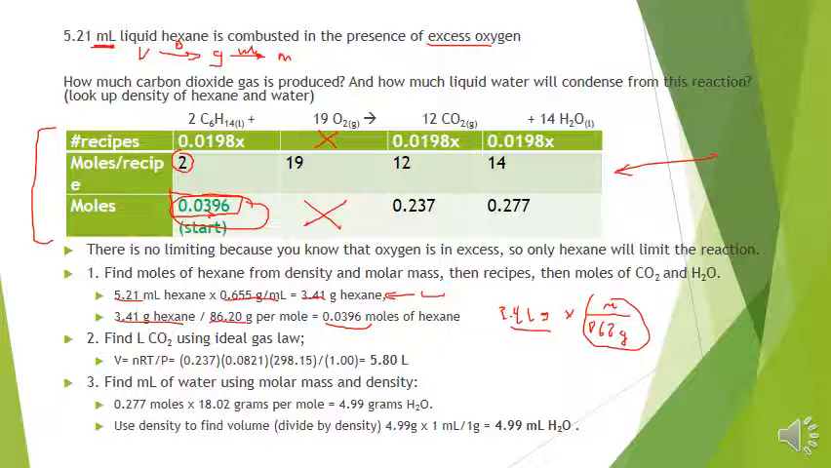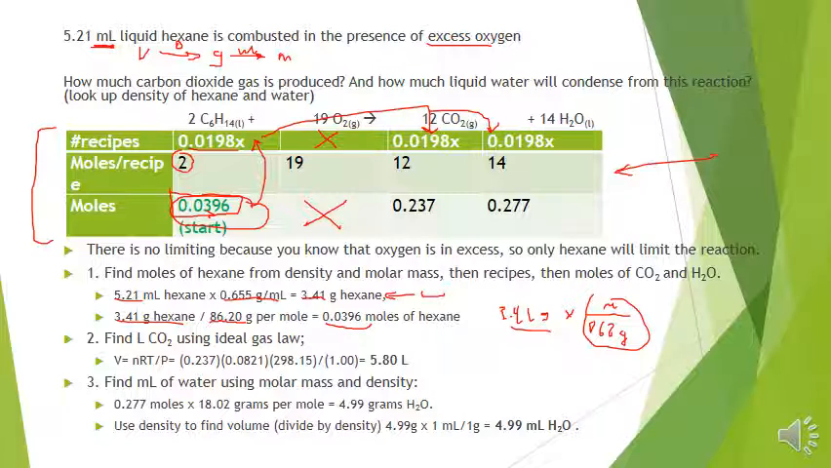Now I want to know how many recipes you can make from this. Every time you do the reaction, you need 2, so you can divide this by 2 to figure out how many recipes you can do with 0.0396 moles of hexane. We just bring that over here. So that's how many recipes we can make of both of these.